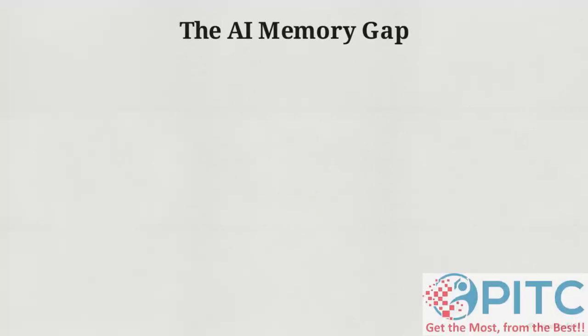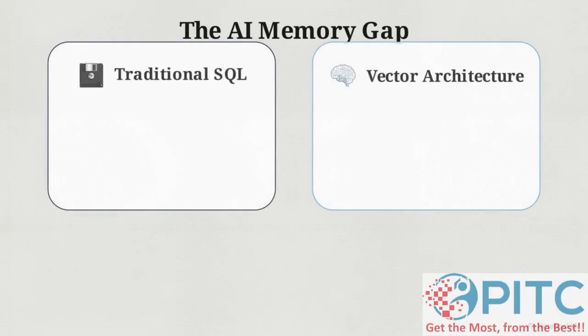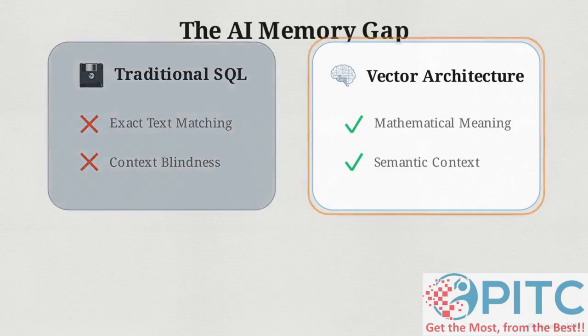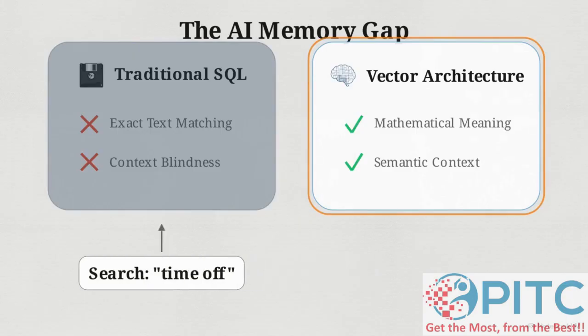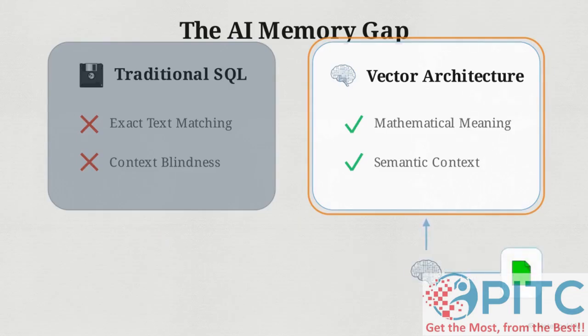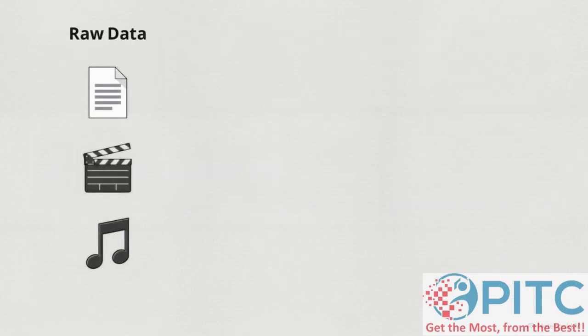This table, the AI memory gap, shows exactly why this architectural choice dictates your results. On the left, traditional SQL fails on contextual questions because it relies on exact text strings. On the right, vector architecture succeeds because it calculates mathematical meaning. To eliminate hallucinations and safely deploy proprietary data, you have to leave traditional databases behind. So, how does meaning become math?